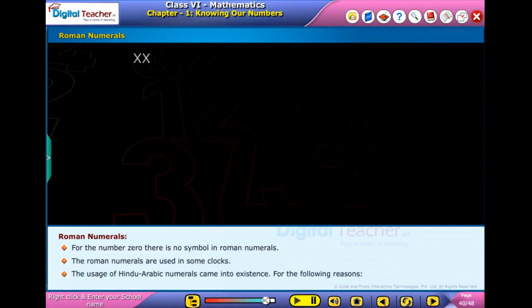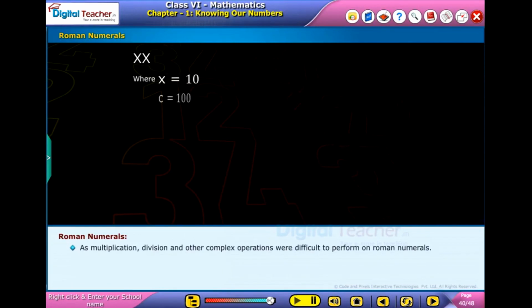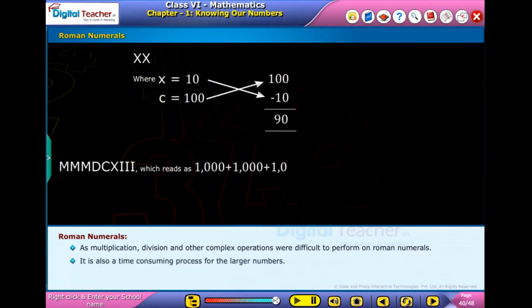The usage of Hindu-Arabic numerals came into existence for the following reasons. Multiplication, division, and other complex operations were difficult to perform on Roman numerals. It is also a time-consuming process for the larger numbers.